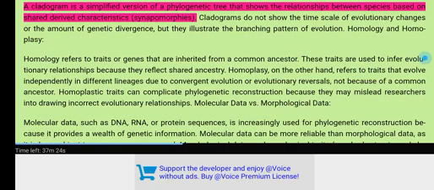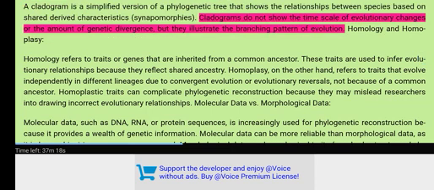Cladogram. A cladogram is a simplified version of a phylogenetic tree that shows the relationships between species based on shared derived characteristics, synapomorphies. Cladograms do not show the timescale of evolutionary changes or the amount of genetic divergence, but they illustrate the branching pattern of evolution.